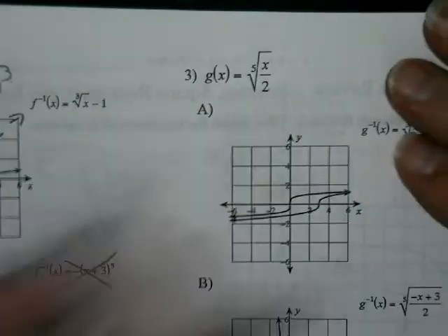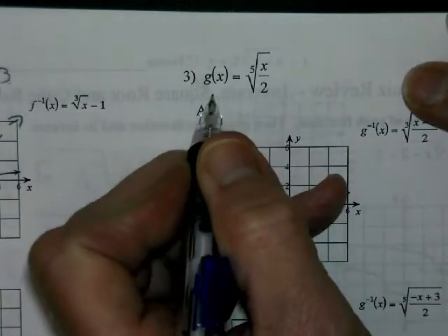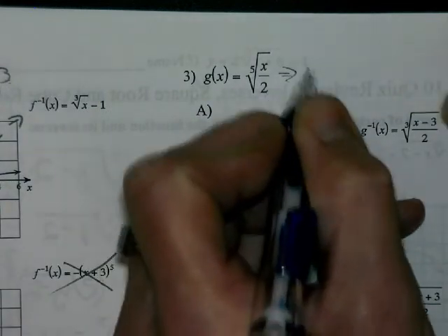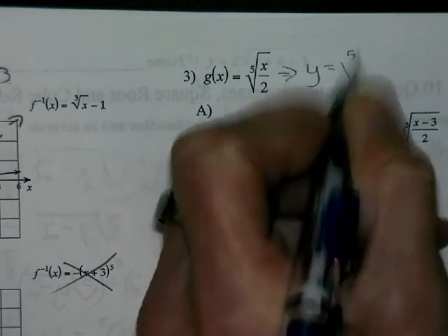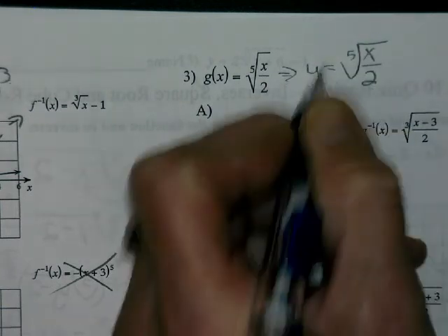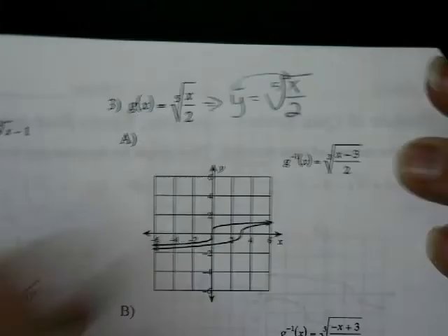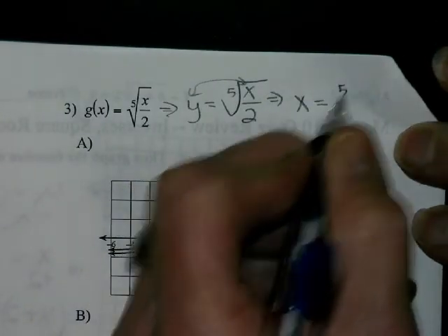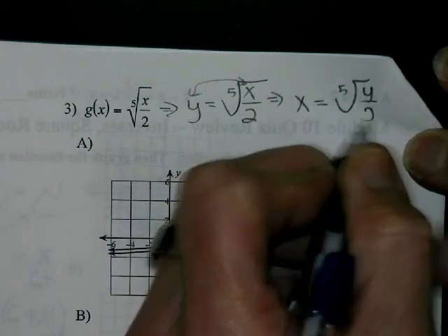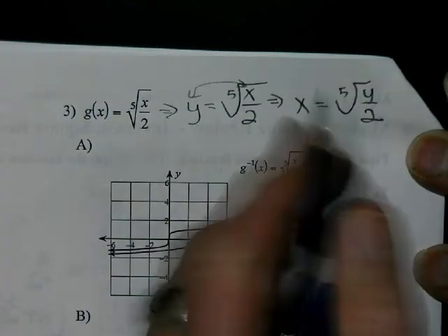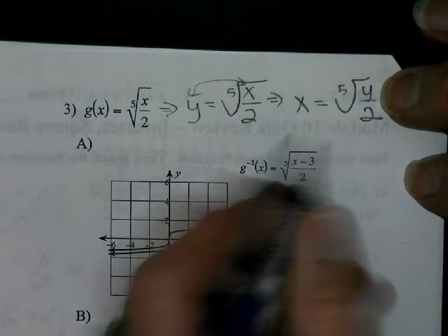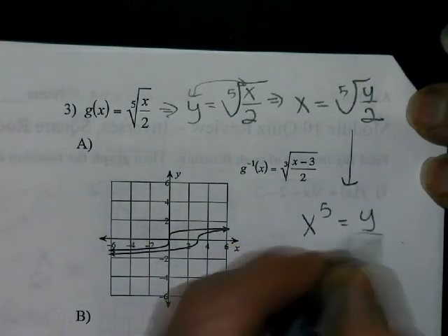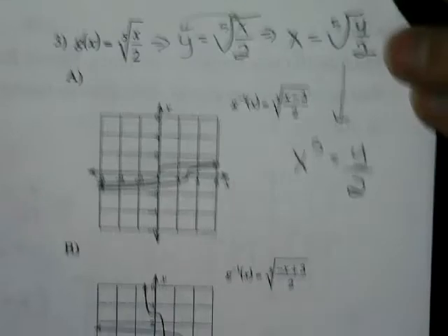So your inverse answer, okay, I'm going to write it here, is y equals 5th root of x over 2. So switch those two. X equals 5th root of y over 2. And then to remove the 5th root, you just take it to the 5th power. So it's x to the 5th is y over 2 free and clear.